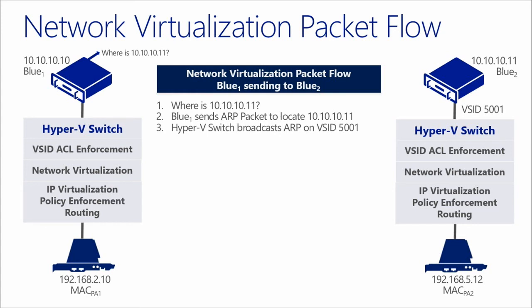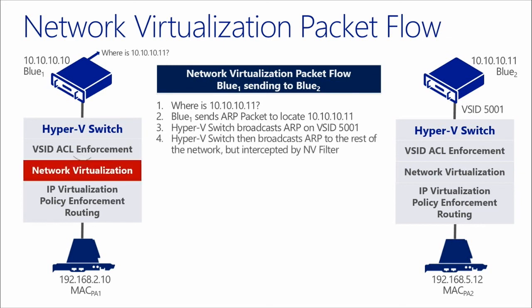If it is, we'll find it a lot quicker. Okay, I'll broadcast it locally. If it can't find it, then it broadcasts it to the rest of the network. However, this is intercepted by the network virtualization filter. It's not broadcast onto the physical network at this stage.